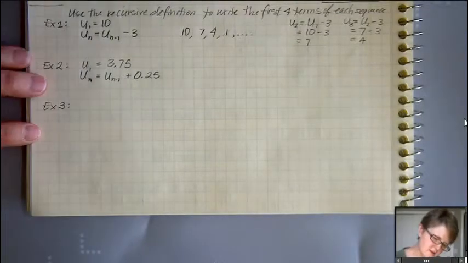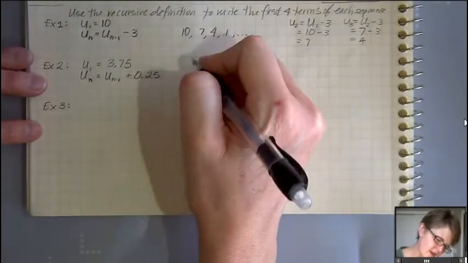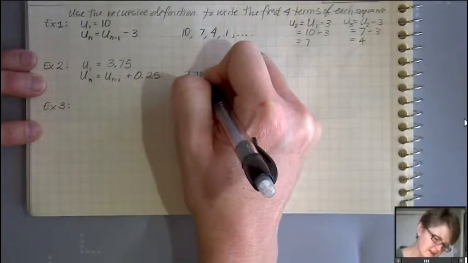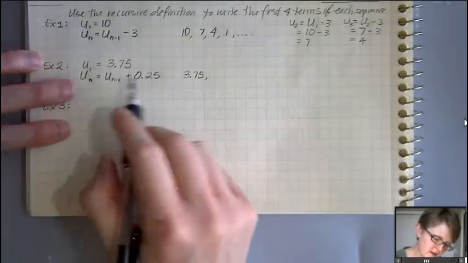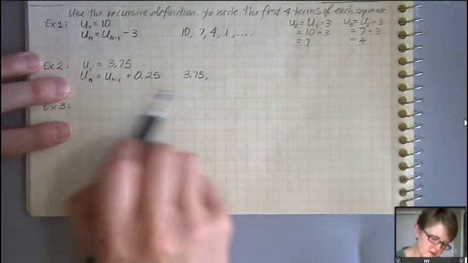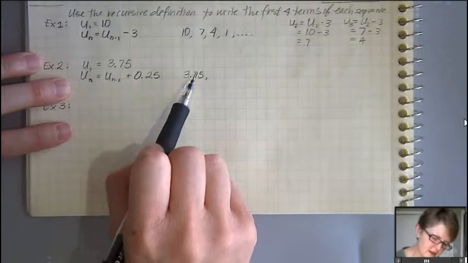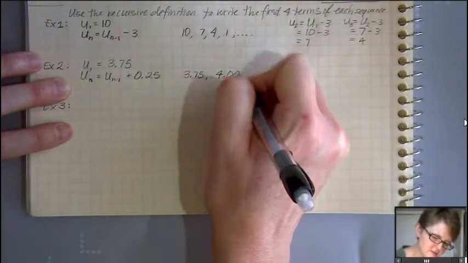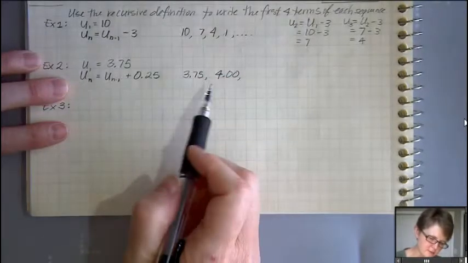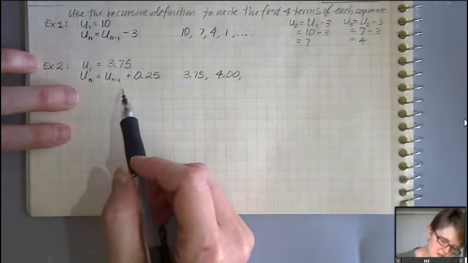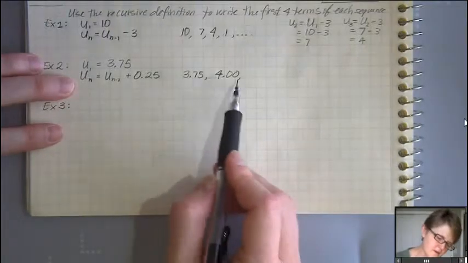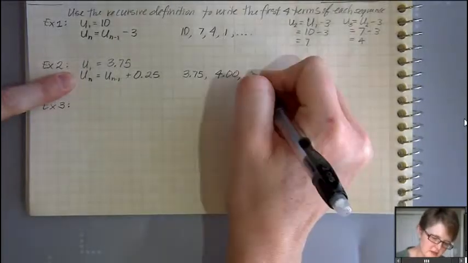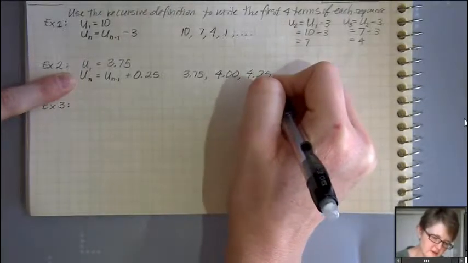So if I start with a 3.75, that's my u sub 1, I know that's my first term. I need to each time add 0.25. So I take the previous one and I add 0.25. So this is going to give me 4. I'm going to go ahead and put 4.00 just so that we're consistent on all of these with how many decimal places we're using, though it's not super important. Okay, so 4.00. So my next term, I know I need to add 0.25 again, so 4.25, and then I add 0.25 again, and I get 4.50.